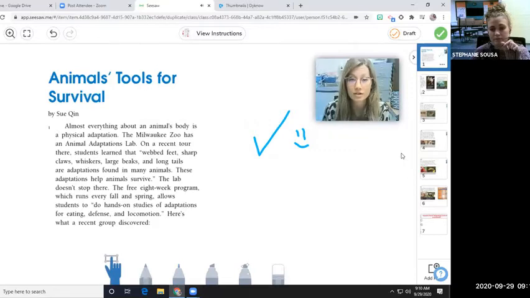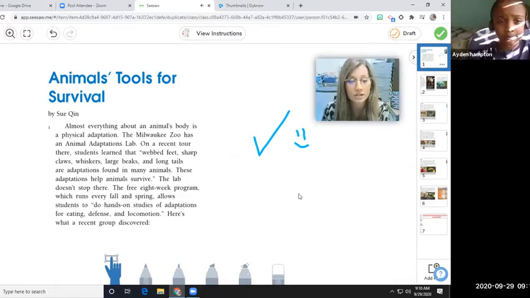This is the introduction to our text called Animals, Tools for Survival. We have already read this introduction paragraph together on the example slides. I notice that this paragraph introduces the topic of different adaptations animals have for survival. I also notice that this tells me what the text is all about. I'm predicting what the main idea might be since I read this introduction.